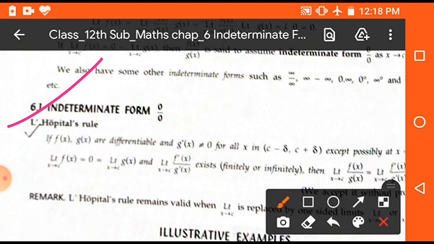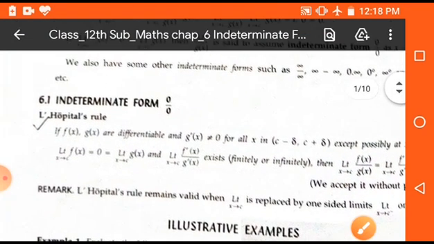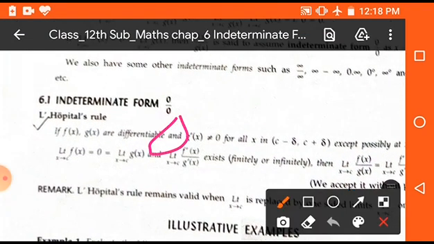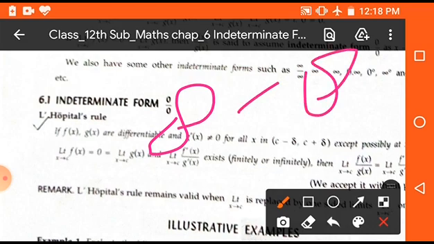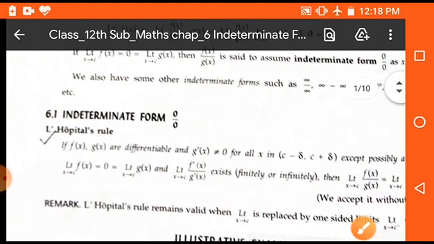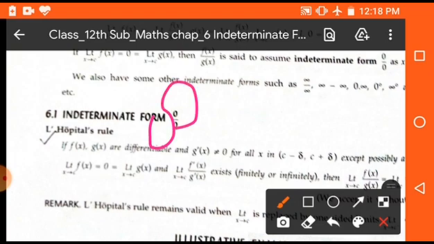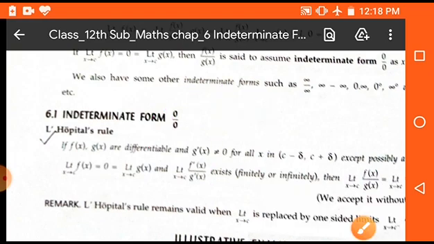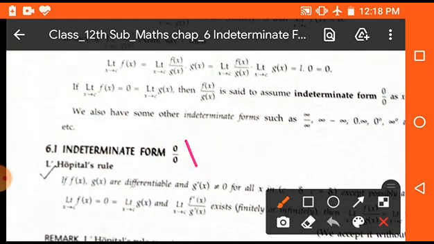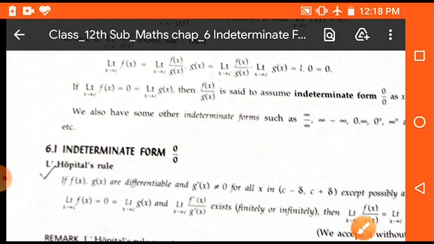Student, there are some forms like 0 by 0, infinite minus infinite, infinite upon infinite, 1 to the power infinite. So these forms are known as indeterminate form, or you can say that not defined form. So they cannot be defined.